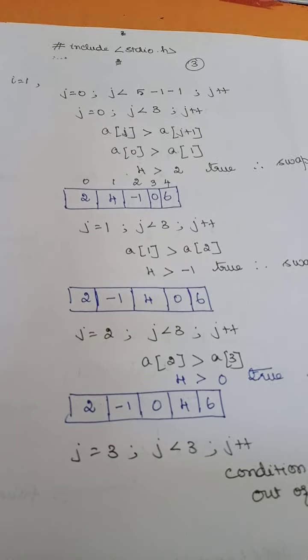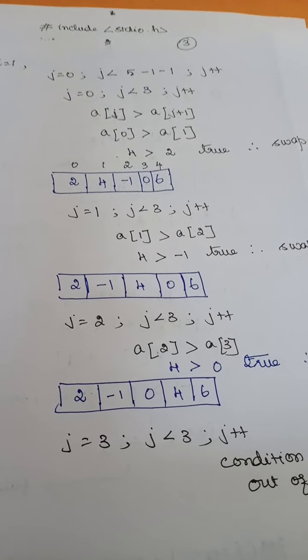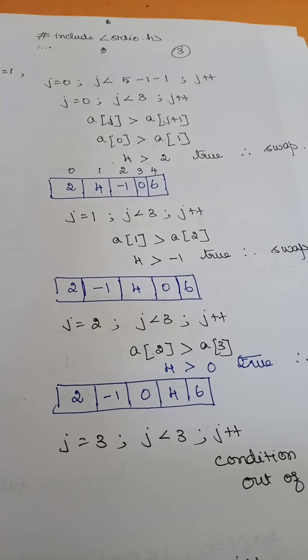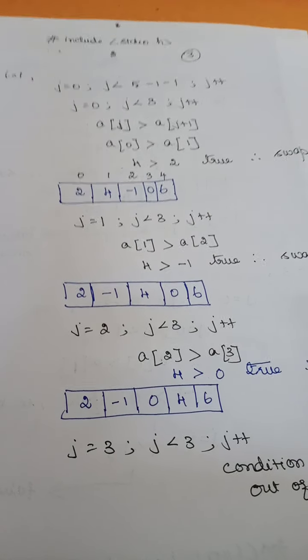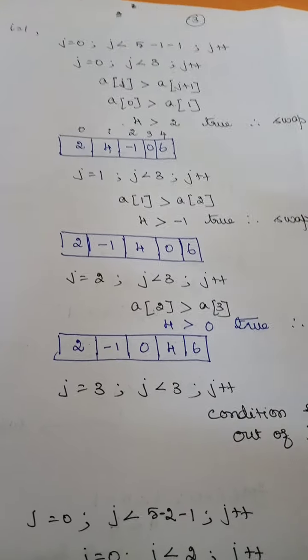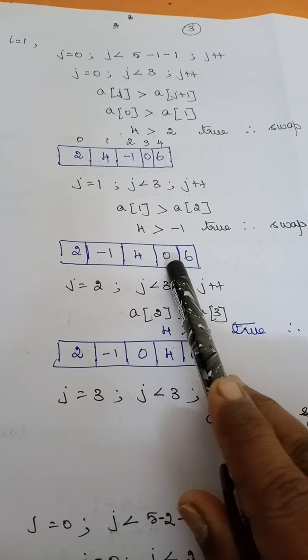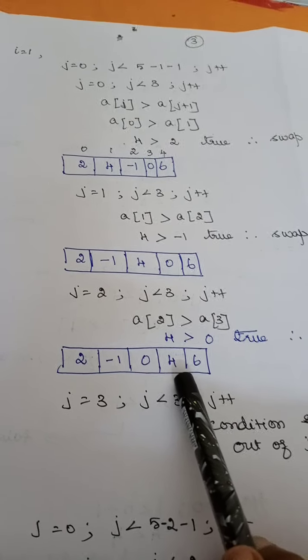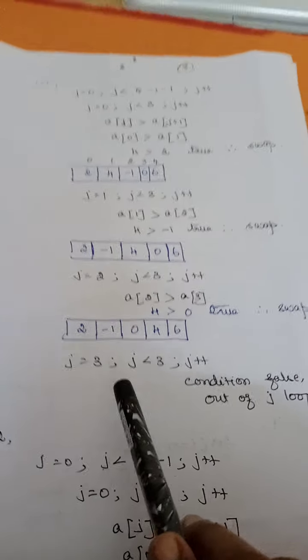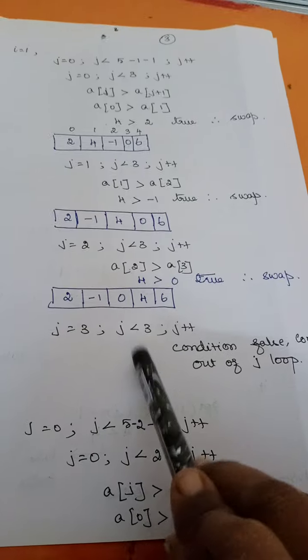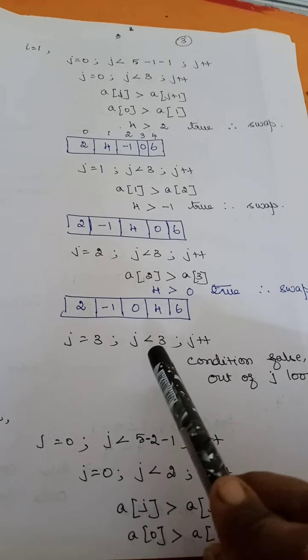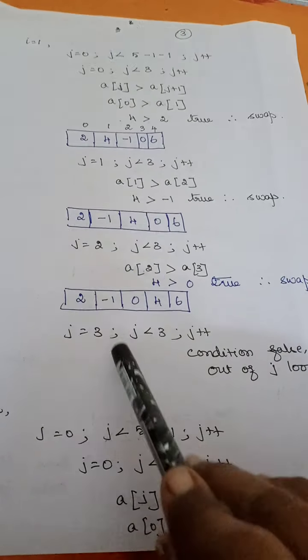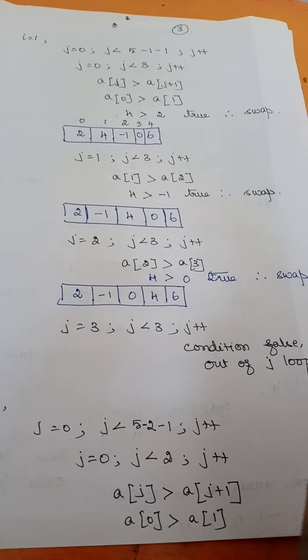So I will check the first element and the second element. Again 4 is greater than minus 1. The condition is true. Do the swapping operation. Similarly again I will check 4 and 0. So 0 is lesser, 4 is greater. So do the swapping operation. Now when you check here, j equal to 3, 3 is less than 3, the condition is false, so I will come out of the for loop. Now I have completed my second pass.